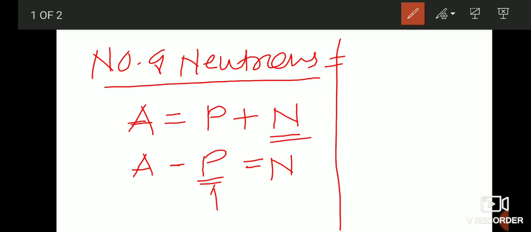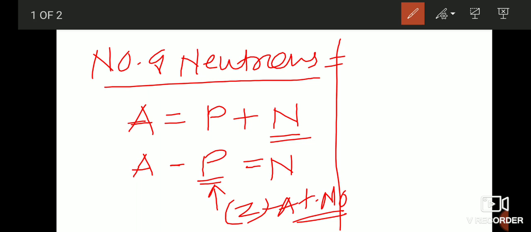Correct? So P is the number of protons, and if you are going to count the number of protons, what is that actually? That is the atomic number. So we can use Z instead of P, because Z is the atomic number. And what is atomic number? The number of protons. Understand?